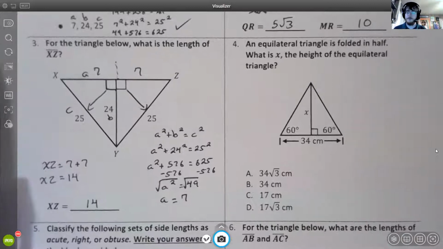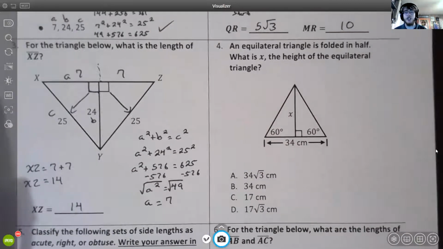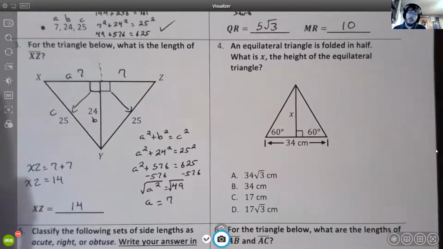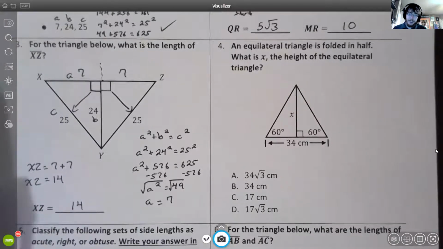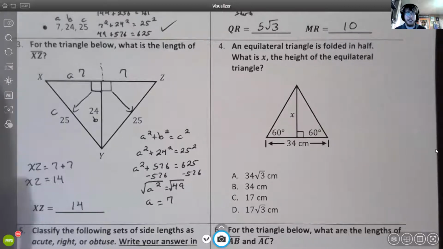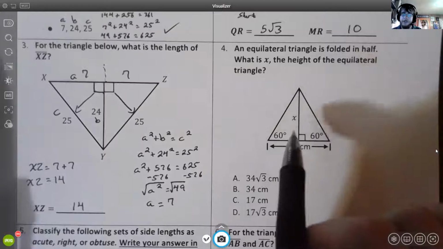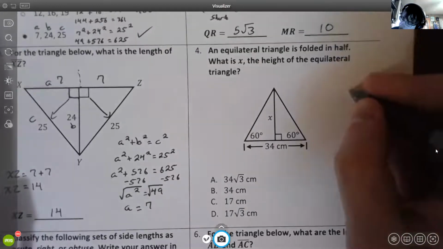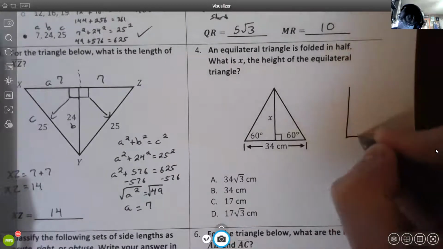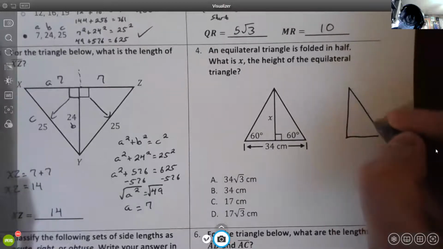All right, number 4. An equilateral triangle is folded in half. What is x, the height of the equilateral triangle? Now, again, there are a few ways you can do this. This one's a little bit trickier just because we don't have everything that we need right now immediately. But it does say that this equilateral triangle is folded in half. So if we fold that in half, we end up with this triangle here.